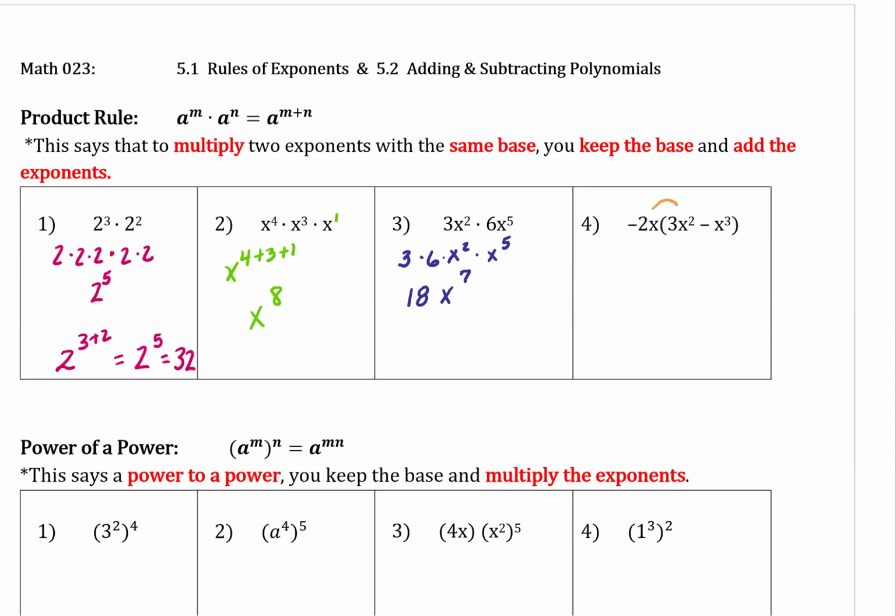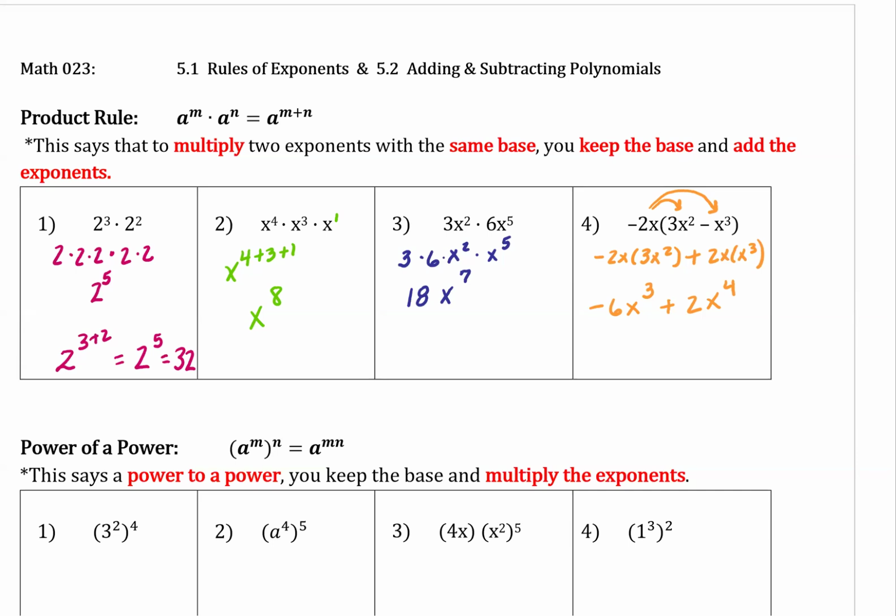Number 4, we're going to use our distributive property because we cannot combine like terms inside the parentheses. So I'm going to multiply negative 2x times 3x squared. 2 negatives will make a positive 2x times x cubed. So I have negative 2 times 3 is a negative 6. X times x squared, same base, multiply and keep the base, add the exponent. Plus 2x times x cubed would be x to the 4th.